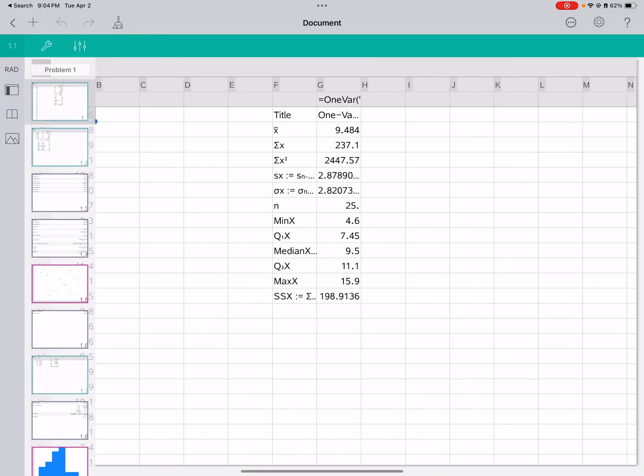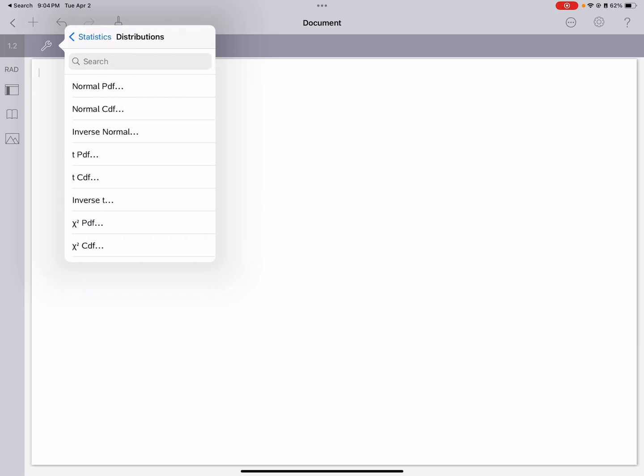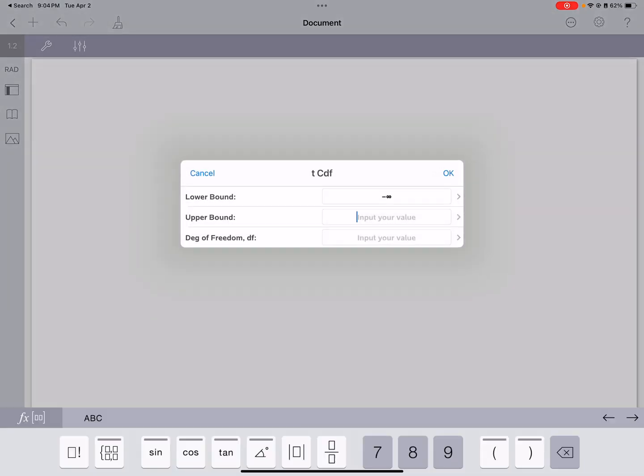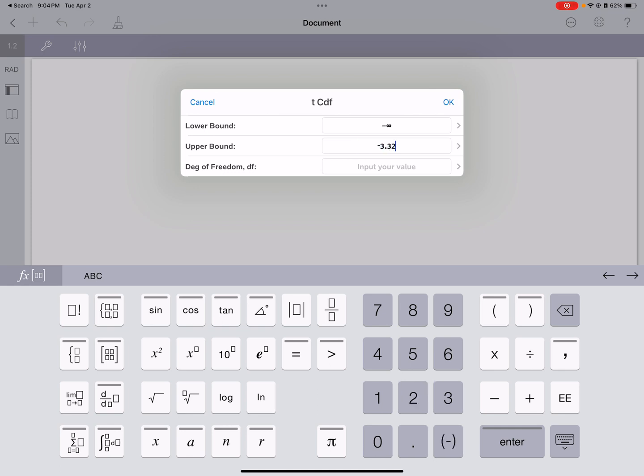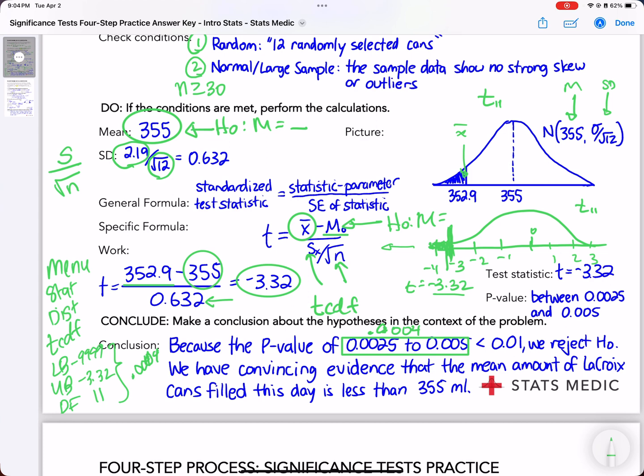All right, so let's go ahead and open a calculator page, and I go Menu, Stat, Distribution, tCDF, lower bound negative infinity, upper bound negative 3.32, and the degrees of freedom we said is 11. And it is 0.003. So yeah, I did miss a 0. So this is going to be less than 0.01, which is going to be, we reject, or actually no, I didn't miss it here, 0.004, and that's less than 0.01. I just wasn't thinking right. Or 0.003, I think we're about that.